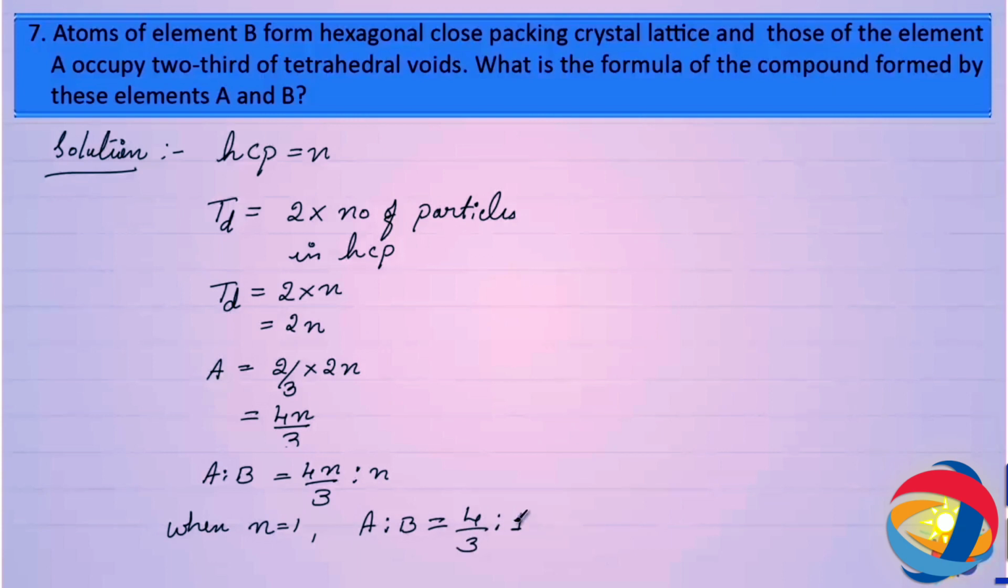On multiplying with the common factor of 3, the above ratio of atom becomes A is to B, which is equal to 4 is to 3. Therefore, the formula of the compound is A4B3.